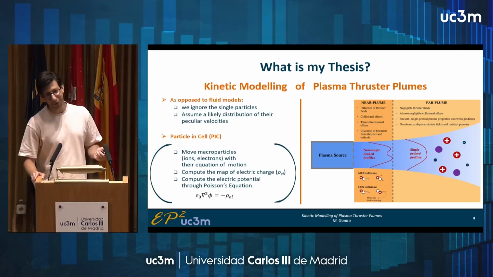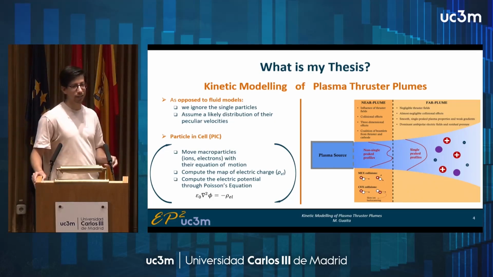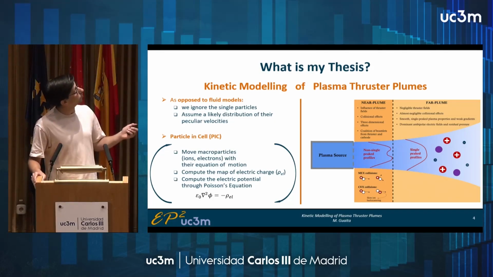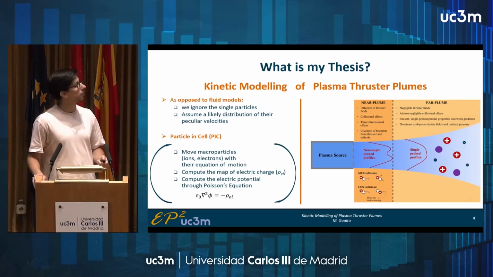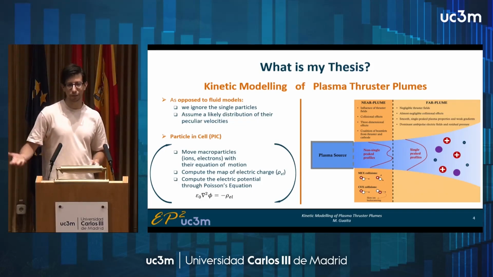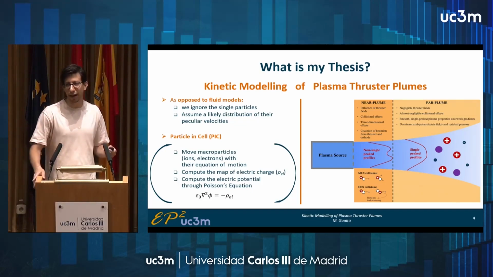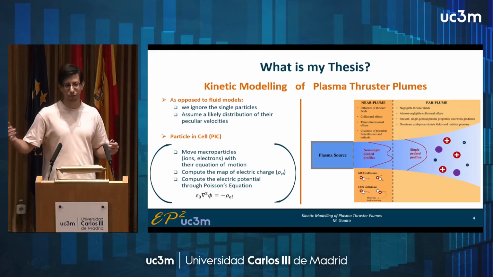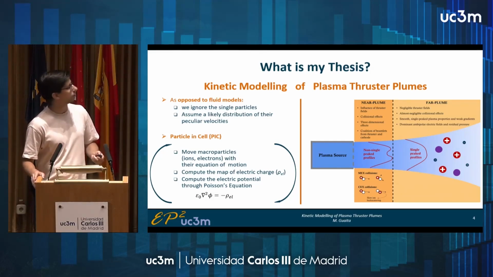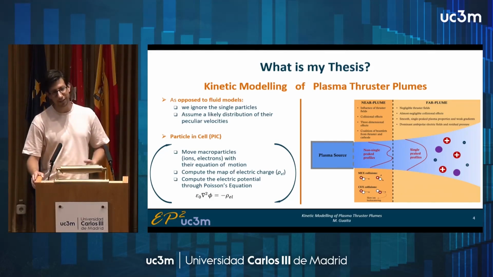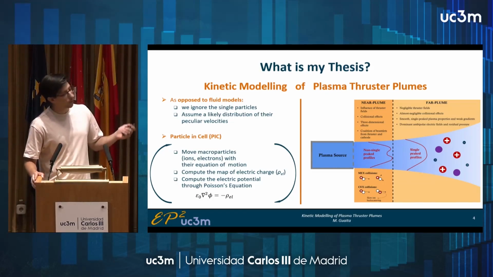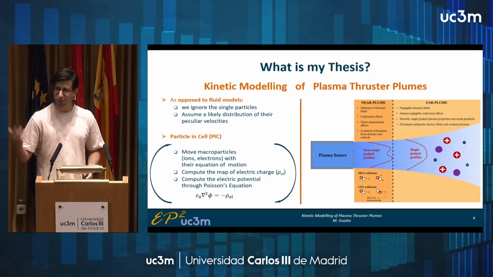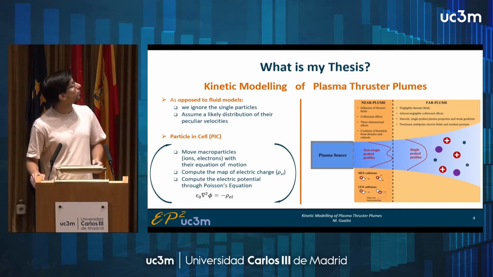Now, what is kinetic modeling? The best way to describe kinetic modeling, I guess, is as opposed to fluid models. In the case of fluid models, we use a variation of the Navier-Stokes equations, which ignore the specifics of the single particles that compose the plasma. We do this by, for example, taking the average velocity of the fluid rather than the single velocity of each particle. However, if we want to maintain this detail, we can move to kinetic models. The most common one is particle in cell, or PIC, which we will talk about in the next talks.